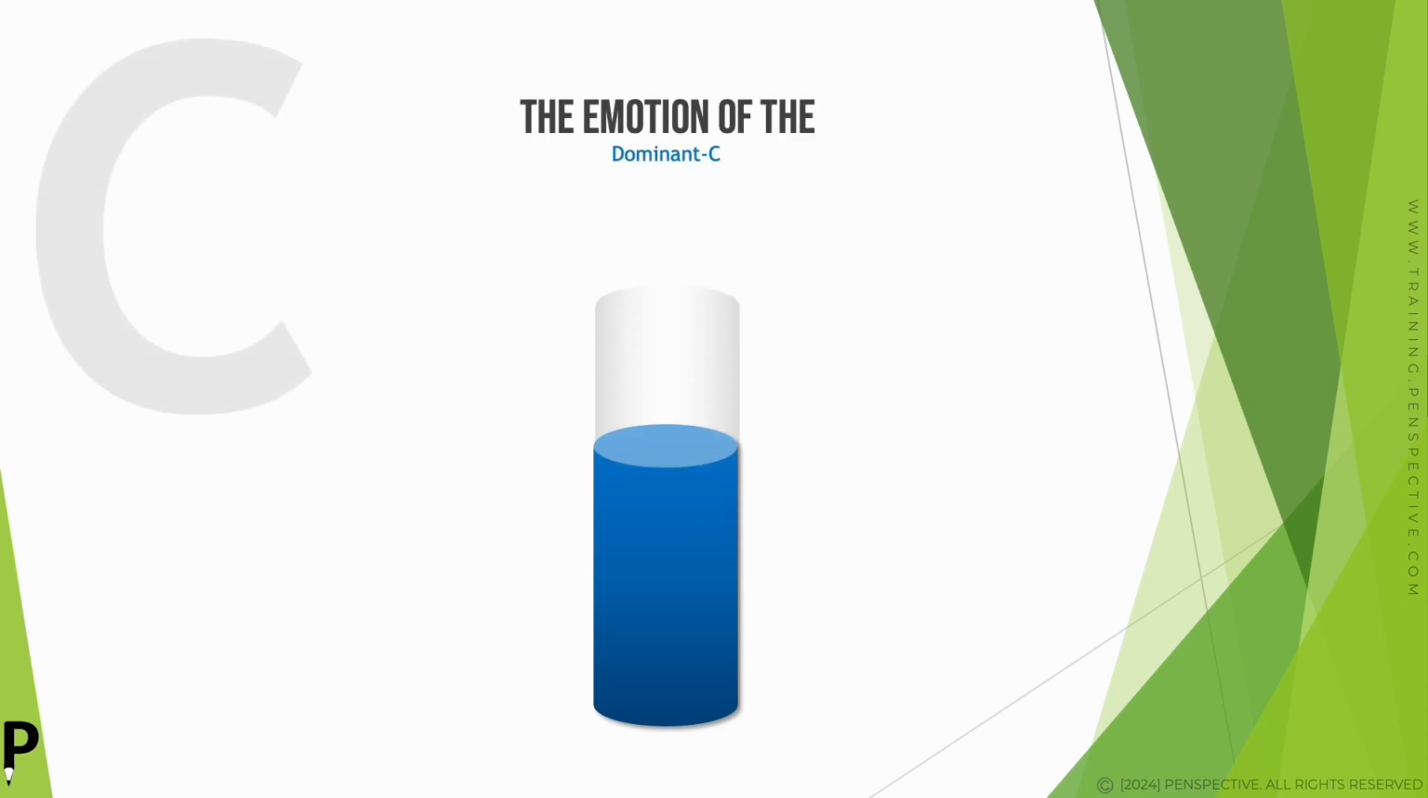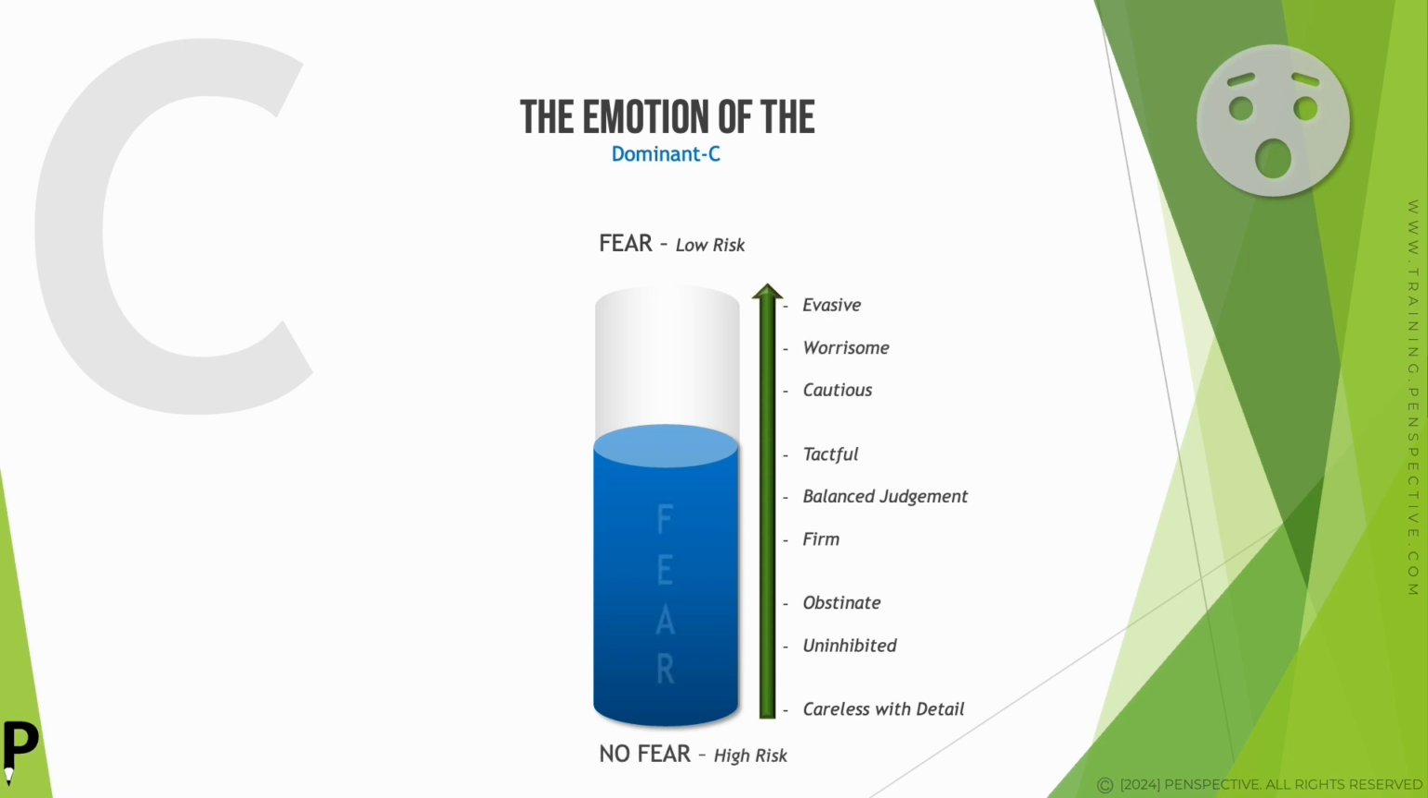Think of the dominant C personality as someone who prefers to navigate life with a map in hand, meticulously following each step and avoiding detours whenever possible. This cautious approach stems from a deep-seated fear of the unknown or unexpected outcomes.